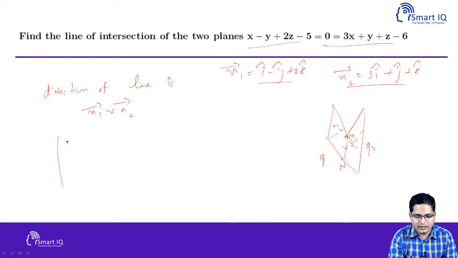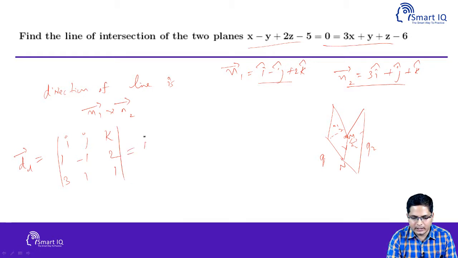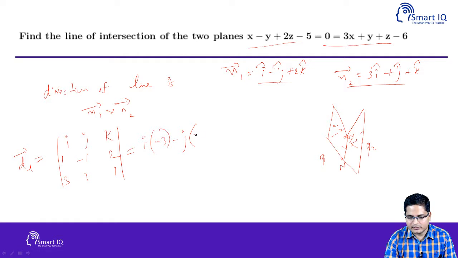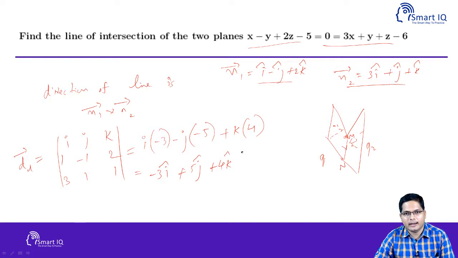So let us find this determinant with i, j, k. This is the direction of the line DL. The components are 1, minus 1, 2, 3, 1, 1. Let us evaluate this. You will get i into (minus 1 minus 2), that is minus 3, minus j into (1 minus 6), that is minus 5, plus k into (1 minus of minus 3), that is 4. So minus 3 i cap plus 5 j cap plus 4 k cap is the direction of the line.